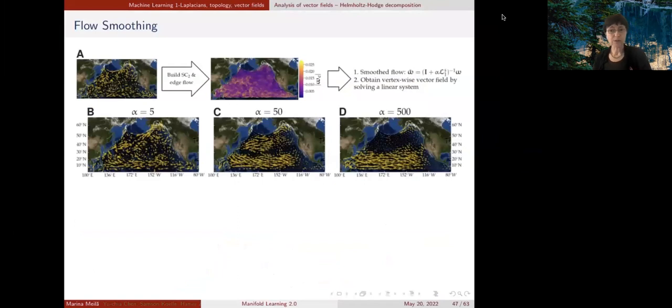Now we can also use the Laplacian and its basis to smooth vector fields. And the smoothing is basically a projection on the lowest eigenfunctions. And if we do that for the ocean data, and the amount of smoothing varies from small to large, we get various smoothed vector fields, this one in the middle being the more appropriate and the more accurately representing the currents in the ocean.